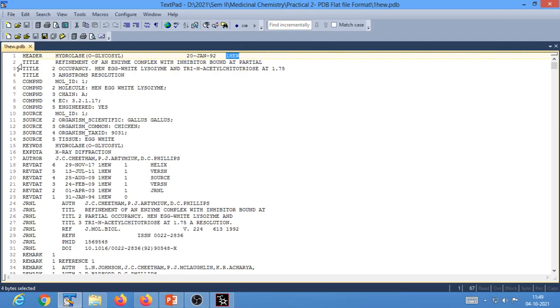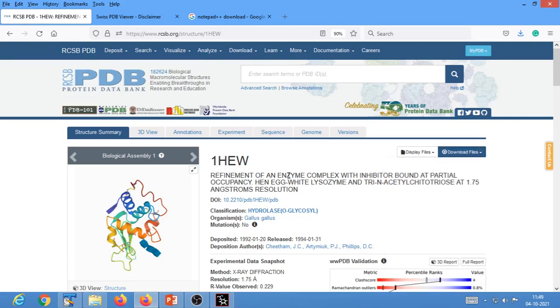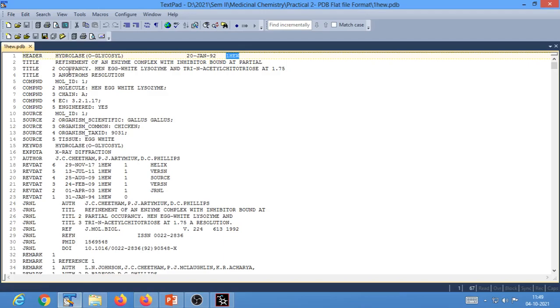The lines that begin with TITLE will give you an idea of the title by which this particular model was deposited in the PDB. Do you remember we downloaded this model from the PDB, and it had a title like refinement of an enzyme complex with inhibitor bound at partial occupancy, and so on. The same title is present over here: refinement of an enzyme complex with inhibitor bound at partial occupancy. So the title lines give you information on what the title of this PDB file is.